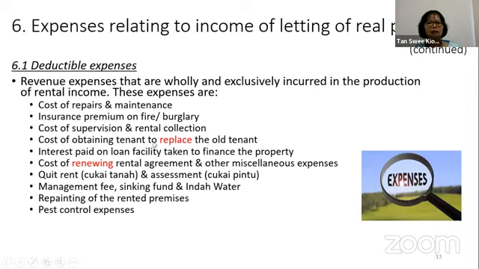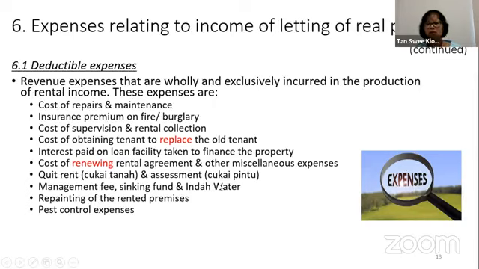Okay, cost of obtaining a tenant to replace the old tenant. The keyword is replace. Your Utah students, after 3 years they graduate, or they like to move every year, they shift house. So you need to find a new tenant. Either you advertise yourself or you go through a property agent. So this cost incurred to find a new tenant is a deductible expense. And interest paid on loan facility. You bought that property to rent out through financing from the bank. Every month you pay loan interest. So this loan interest can offset against the rental income you collected. Cost of renewing rental agreement. If you ask the lawyer to draft a legal rental agreement for you, renewing, not the first time, every year you change tenant. Yes, this cost is your deductible expense.